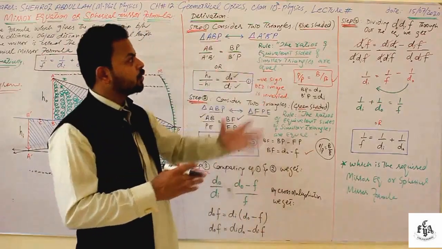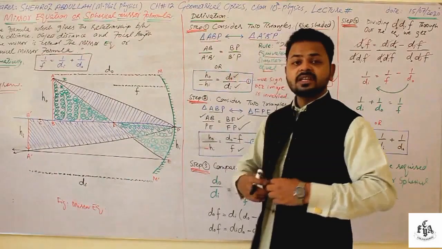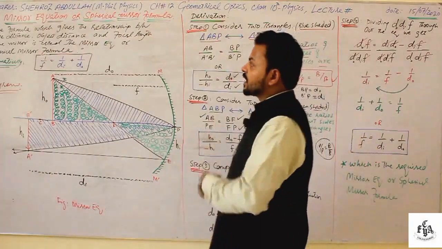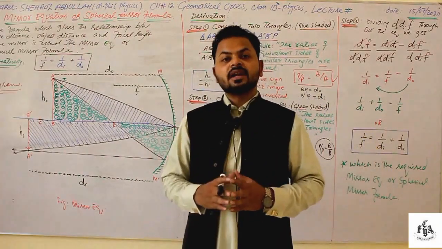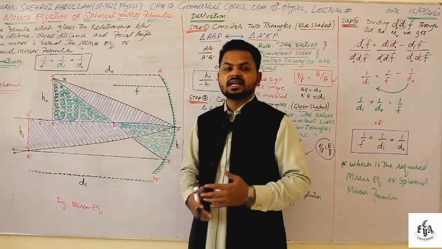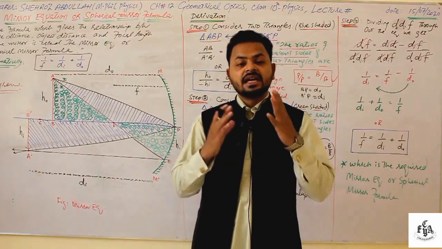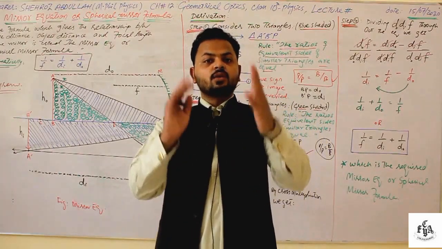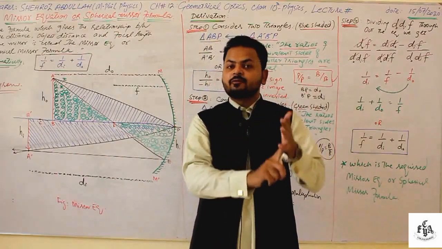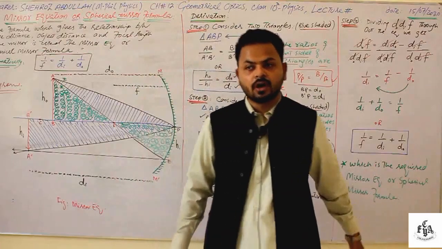So this was all about today's lecture. Hope you have enjoyed it. Let me summarize today's work. In today's work, we have discussed what the mirror equation or spherical mirror formula is. We have discussed that the spherical mirror formula or mirror equation is a relation between three quantities: di, d naught, f. The relationship between di, d naught, f is known as the spherical mirror formula.